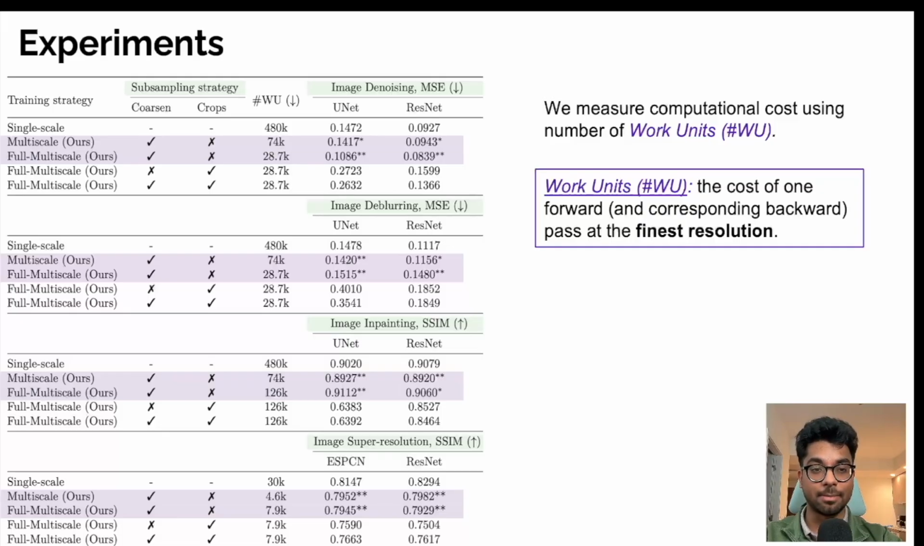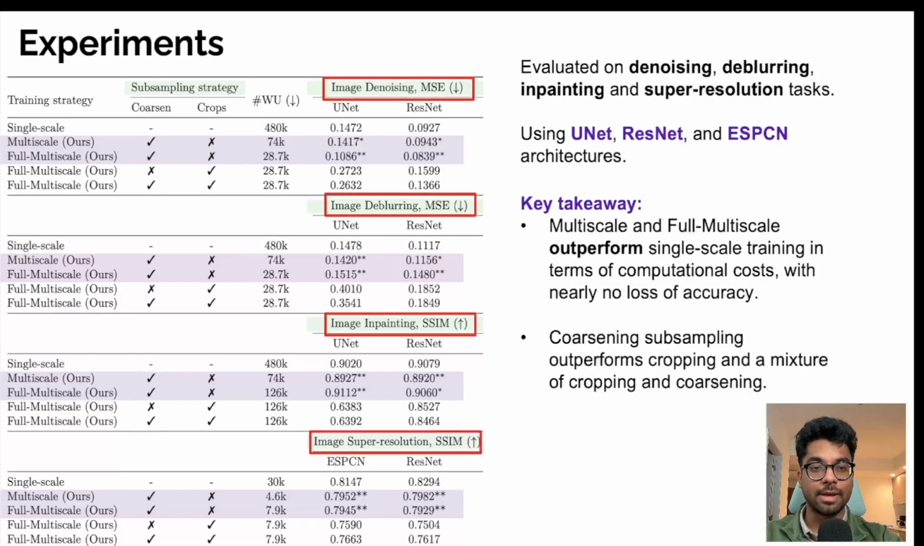We measure training compute using work units, which is defined as one forward and backward pass through the network at the finest resolution. In this work, we evaluate our methods on 4 canonical tasks, which are denoising, deblurring, inpainting, and super resolution, using various neural network architectures such as UNet, ResNet, and ESPCN.